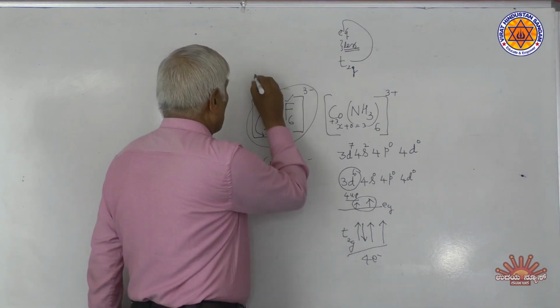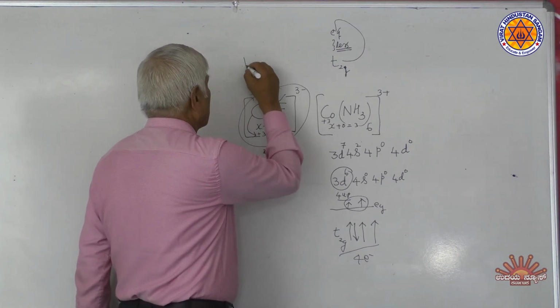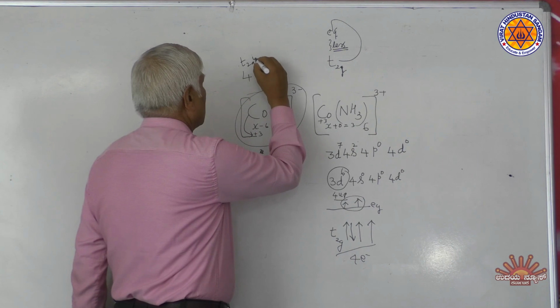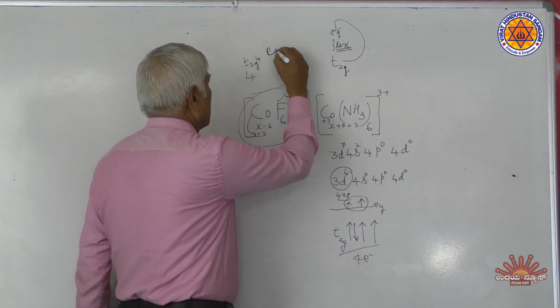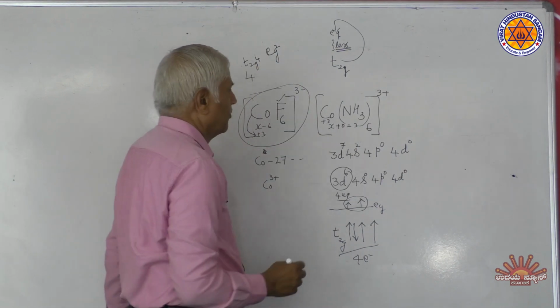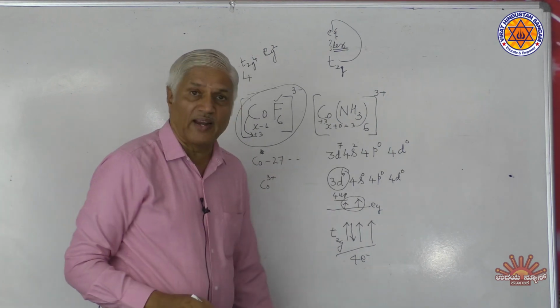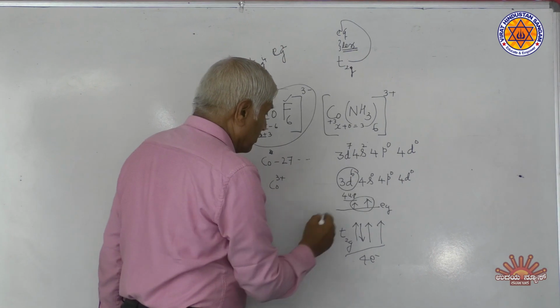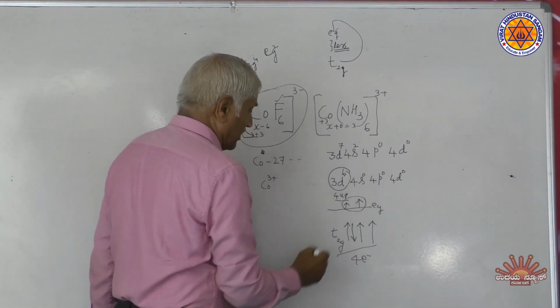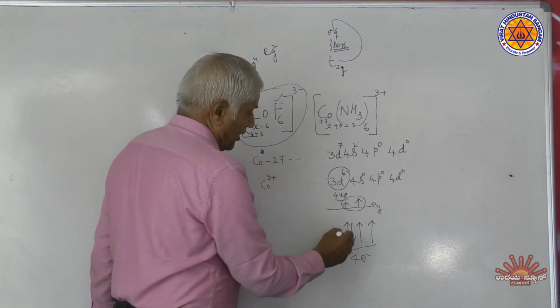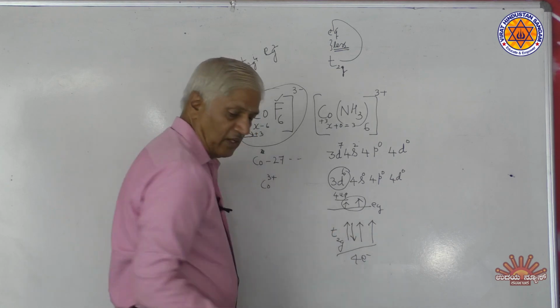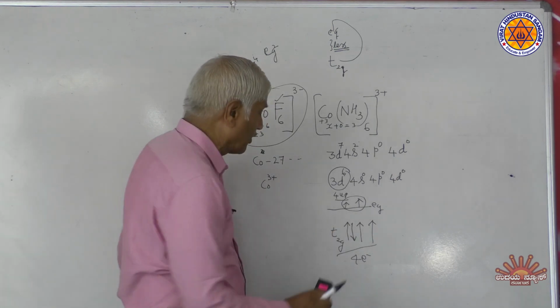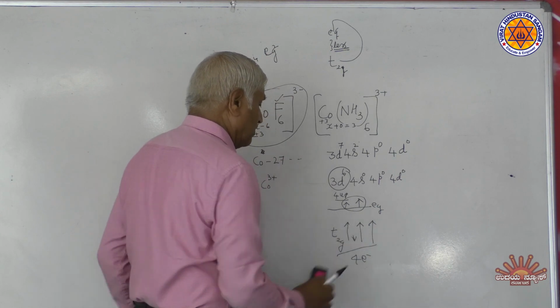How many? 4 occupy T2G and the remaining 2 occupy EG. Here the ligand is very strong, so it will pair up these 6 electrons. Look, first T2G gets occupied with 3 unpaired electrons.